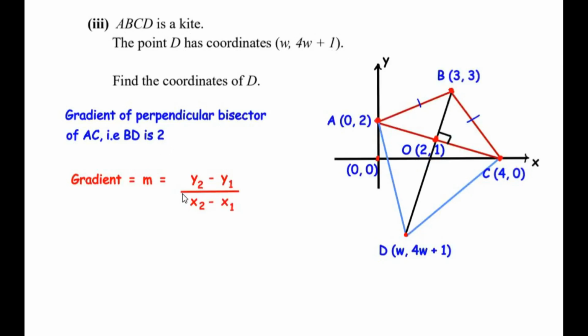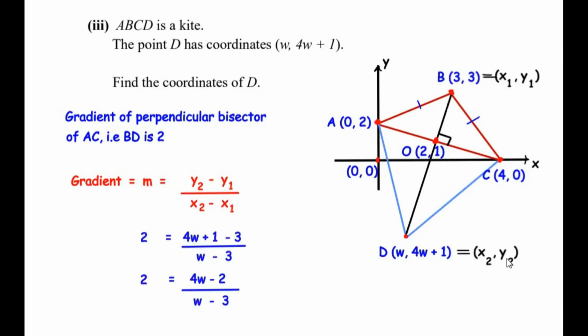So we know the formula for the gradient. It is m equal to y2 minus y1 over x2 minus x1. So here we are going to consider B as x1, y1 and D as x2, y2. Here in the diagram we have marked the point B as x1, y1 and D as x2, y2. So here we are going to simply substitute the values. So m, that is the gradient of OB or gradient of BD, is 2, which is equal to y2, that is 4w plus 1, minus y1, which is 3, divided by x2, that is w in this case, minus x1, which is 3.